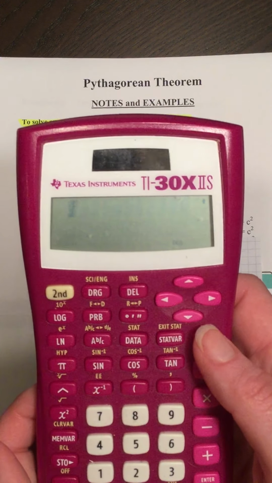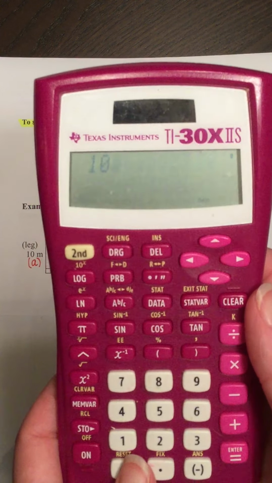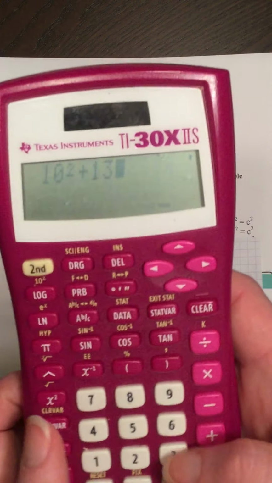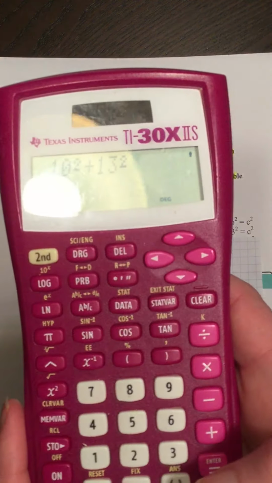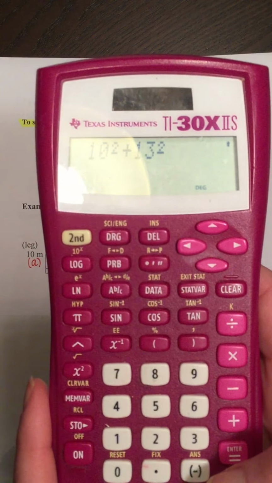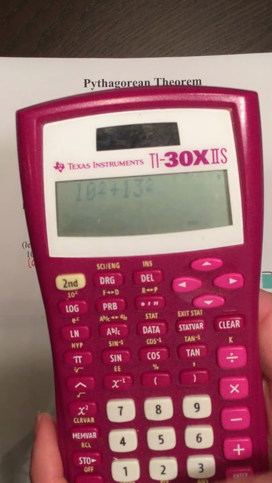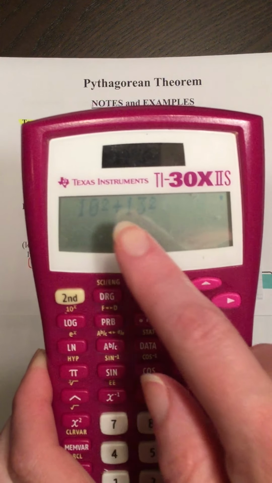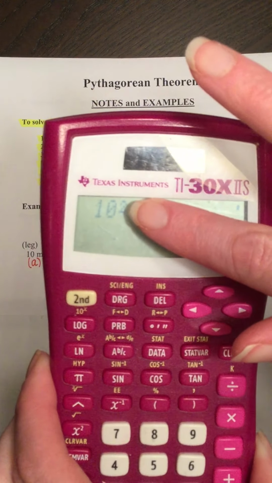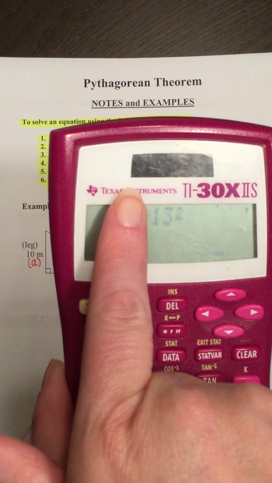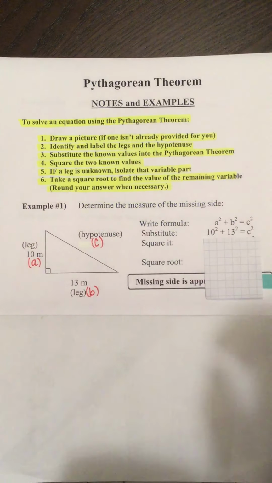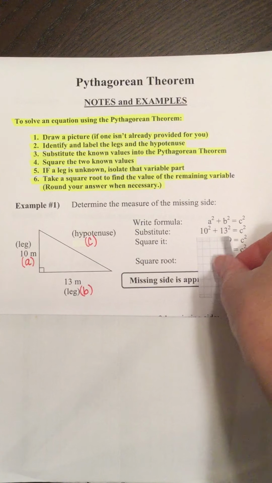Now what I do not want you to do is this. I don't want you to do 10 squared plus 13 squared like this. Why don't I want you to do that? Because you're going to skip the important step of showing me that you know how to square the numbers, okay? I need to see that you can just do 10 squared and that you can just do 13 squared. So 10 squared we said was 100.